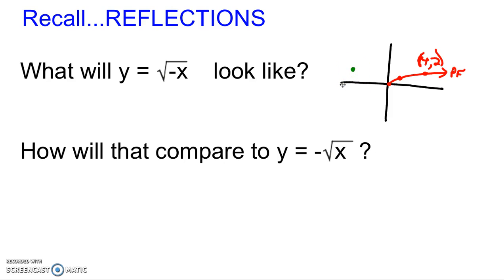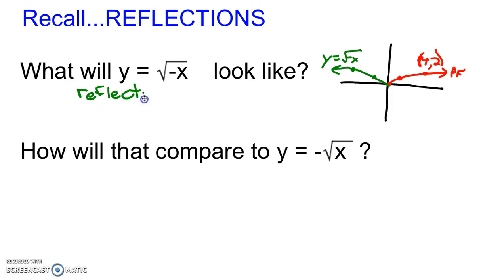And you may be able to see where this is going. If you choose negative 1, negative negative 1 is positive 1, and the square root of positive 1 is 1. And so our graph looks like that. And that's y equals the square root of negative x. And I hope that you can see that this is just a reflection over the y-axis.